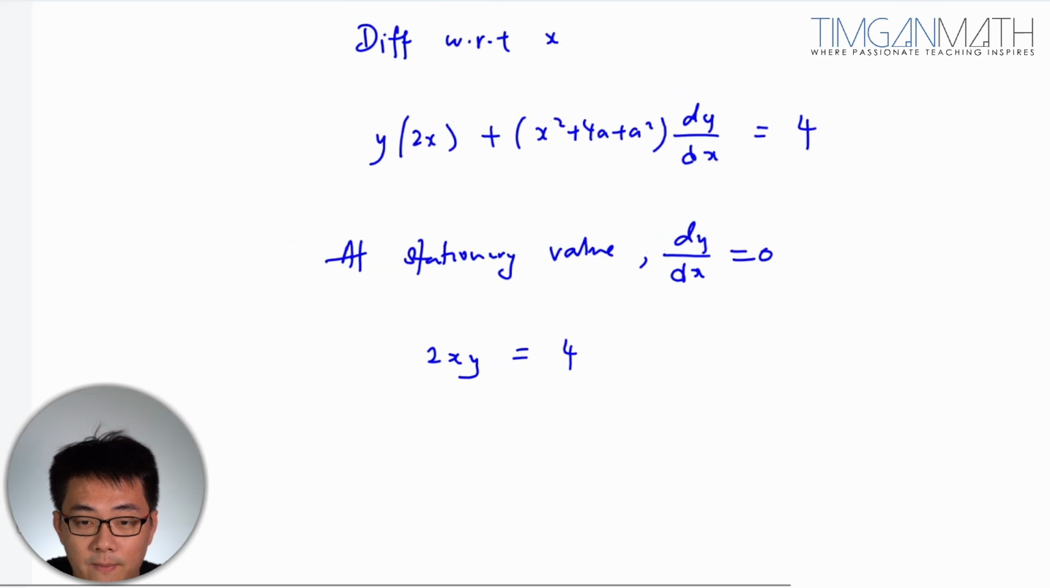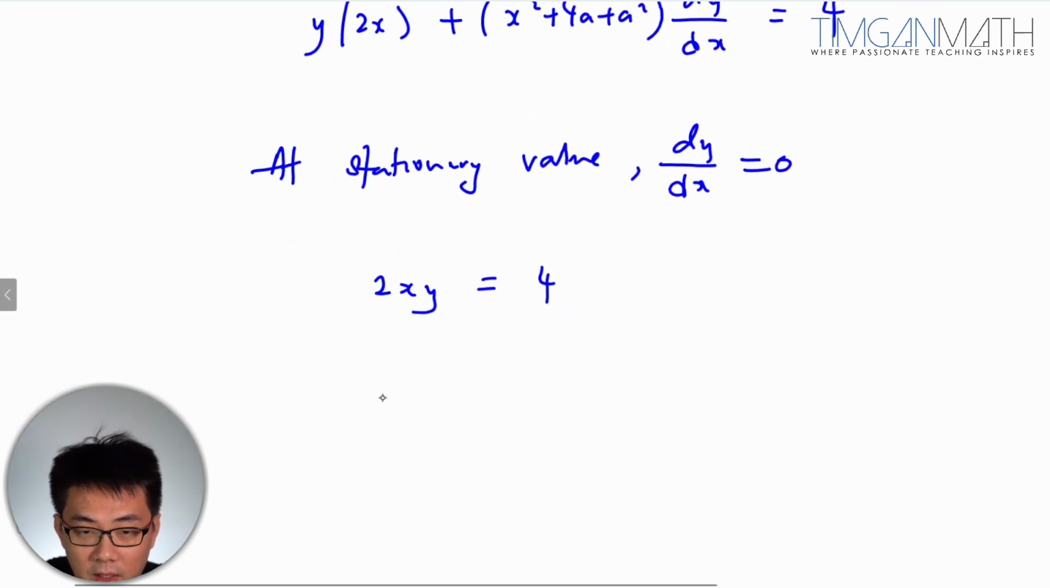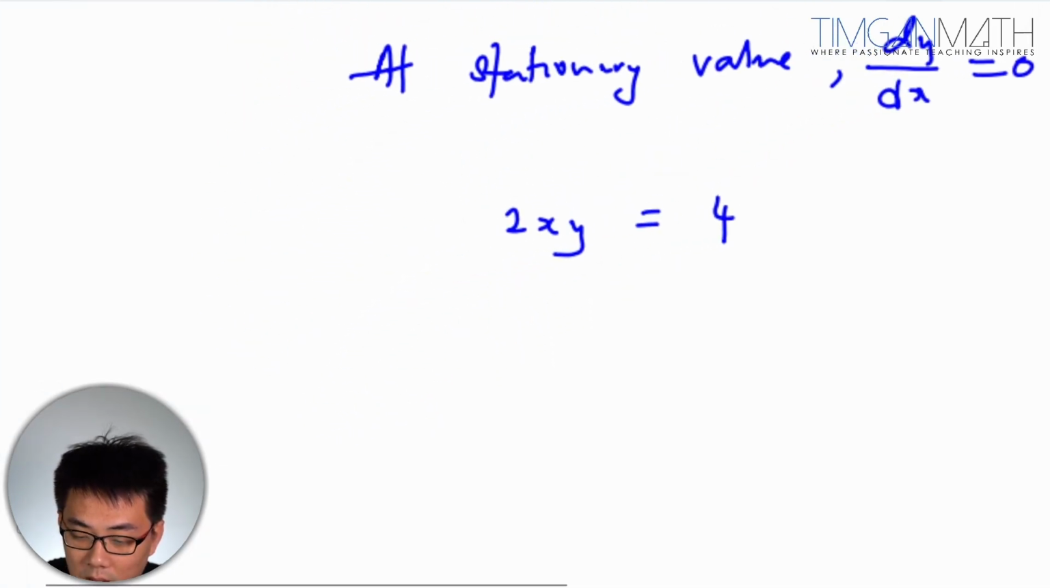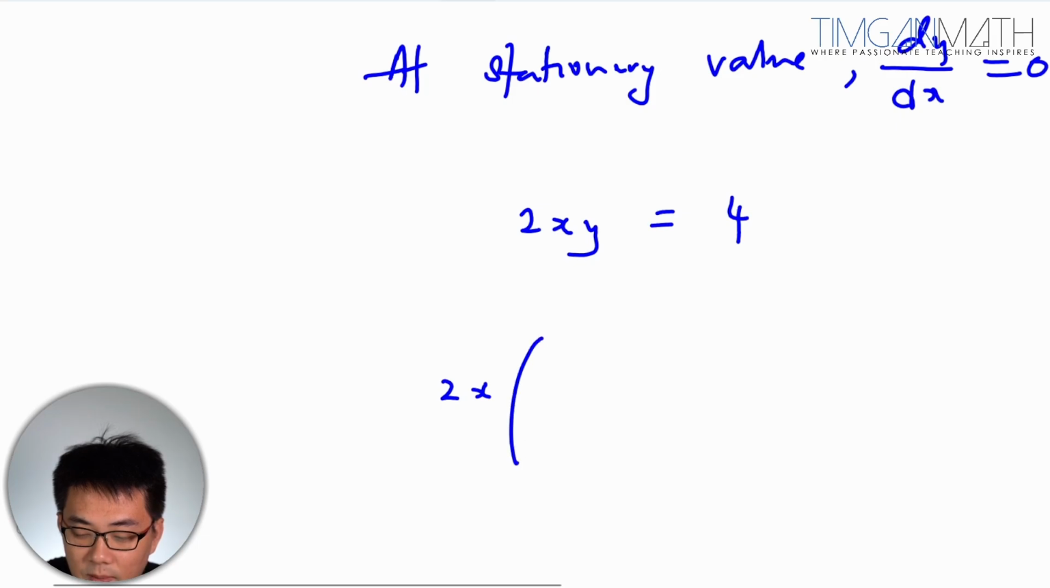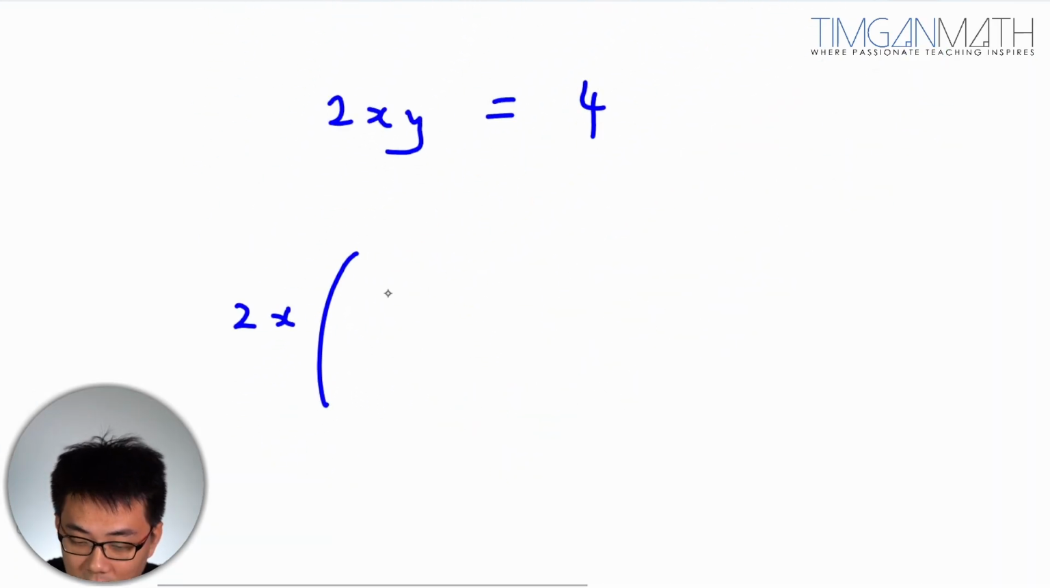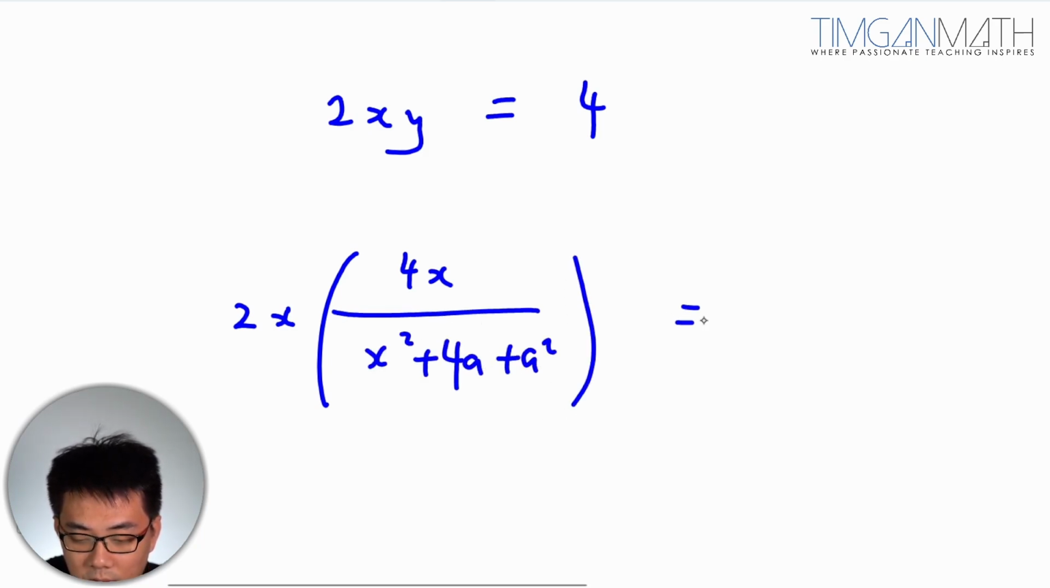Okay, this is what we get. So find, in terms of a, the value of x. Here we have y equals... so we just replace y back in, because now we want to find this. So it's 4x, and we're going to replace that in. So it's 4x over x squared plus 4a plus a squared equals 4.